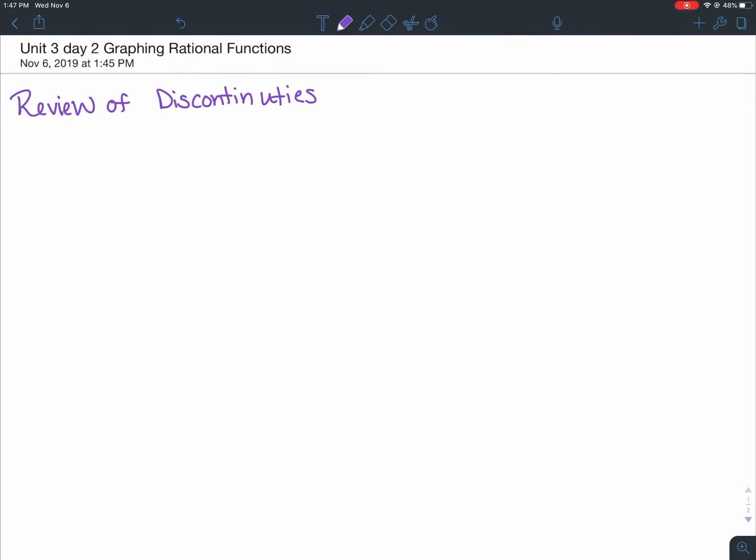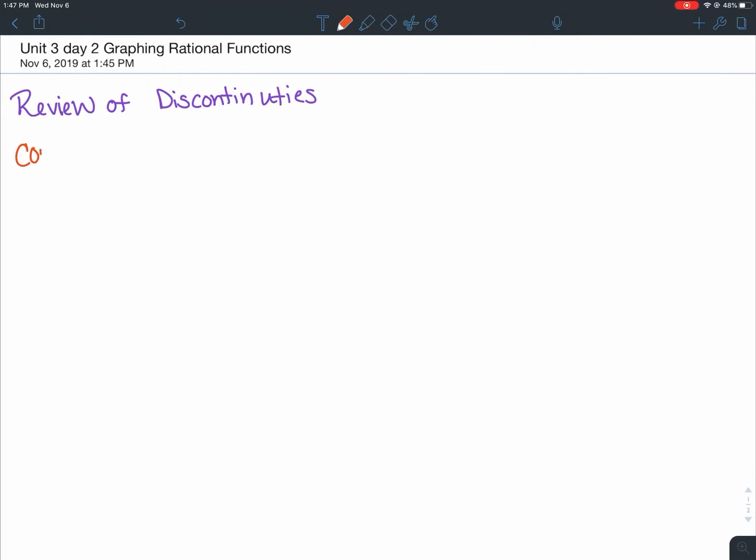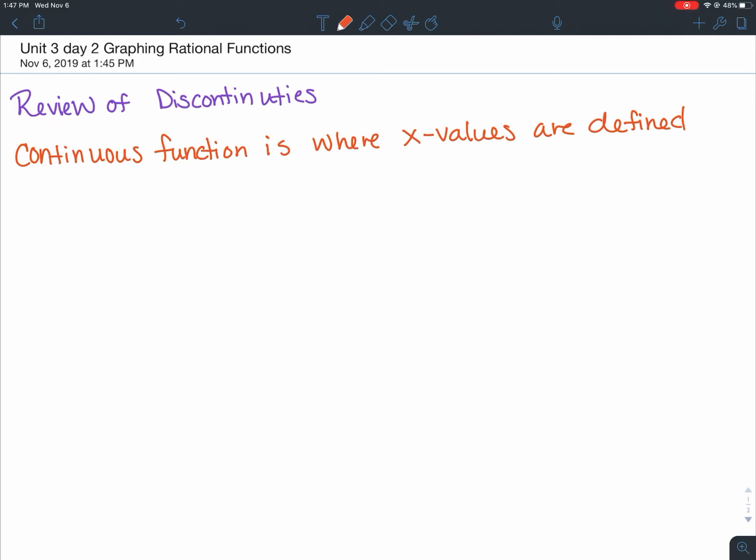We have, of course, a continuous function, and that is where all x values are defined. That's a continuous function, okay?